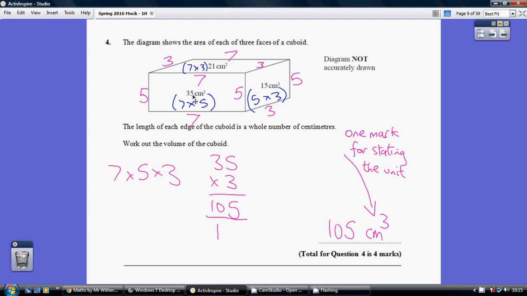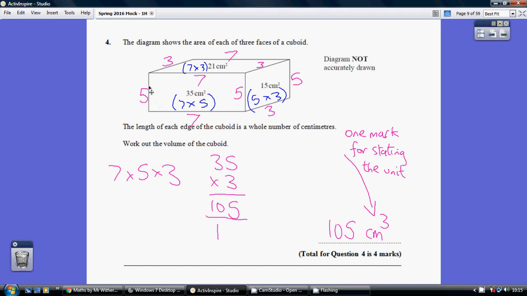So you break the 35 down into its prime factors and the 21 into its prime factors and the 15 as well. So you notice that 35 is 7 times 5 and 21 is 7 times 3 and 15 is 5 times 3. If you spot this, then you can just work your way around.